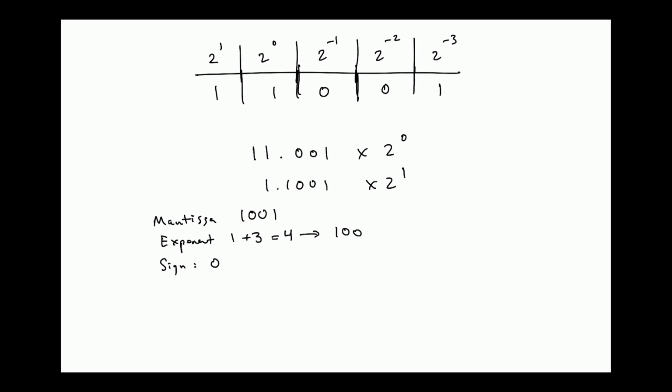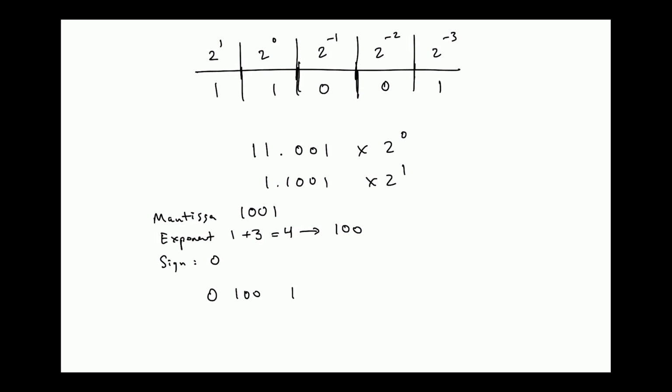Okay? All right, so the encoding would be sign bit 0, exponent 1, 0, 0, mantissa 1, 0, 0, 1. And this is 3.125 as a decimal number. That's the best we can get with pi.